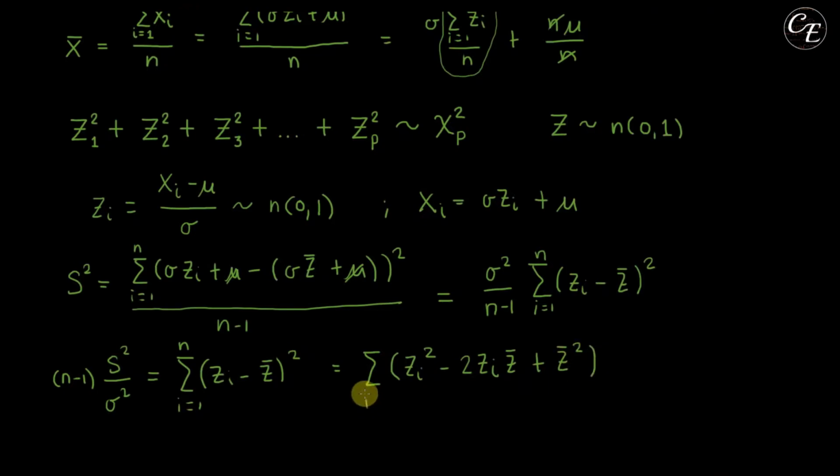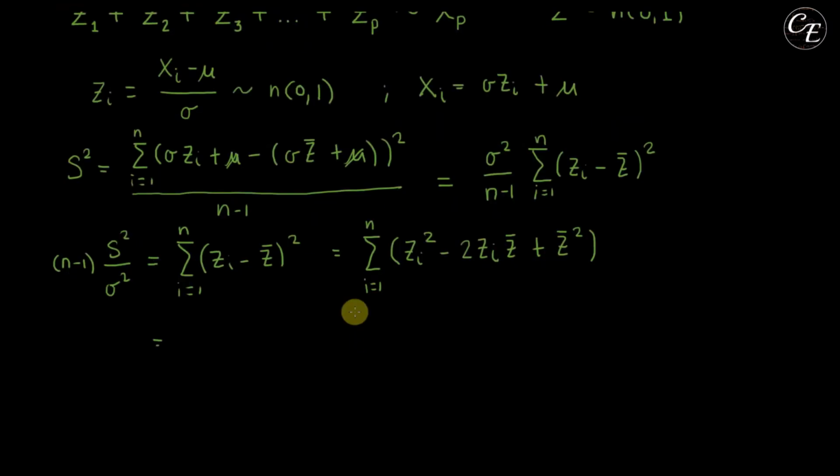This is from i equals 1 until n. Then we can distribute this summation for each term in here. So we have here the summation of z sub i squared from i equals 1 until n, then minus this z bar. It is not affected by any value of i, so it becomes a constant for this summation.